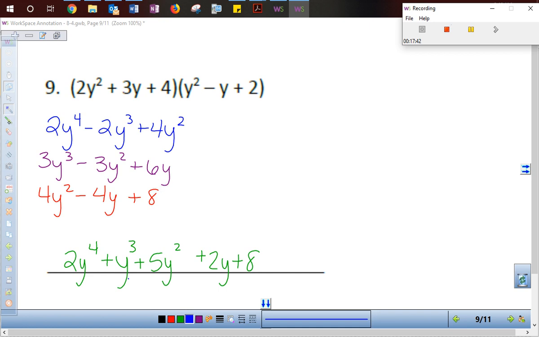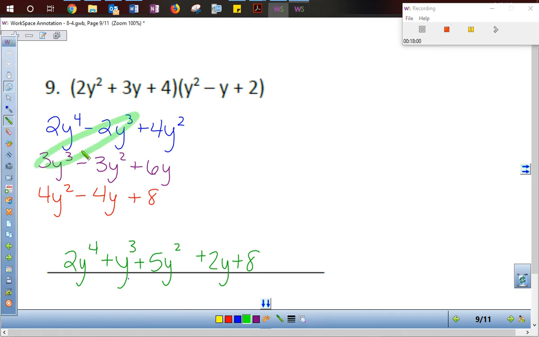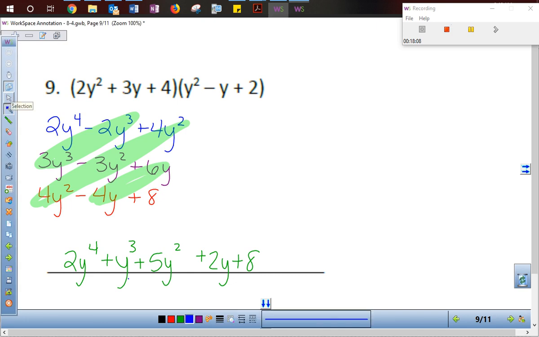Then when you combine your like terms, you hopefully found that there were 2 different terms with y cubed, 3 different terms with y squared, and 2 different terms with just y. So that leaves you with 2y to the 4th plus y cubed plus 5y squared plus 2y plus 8.